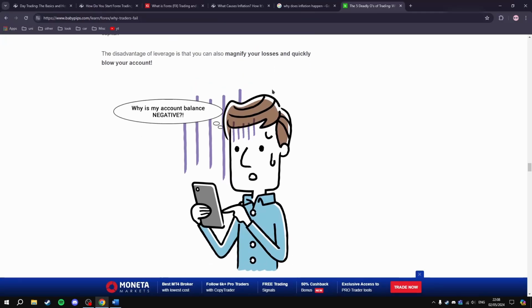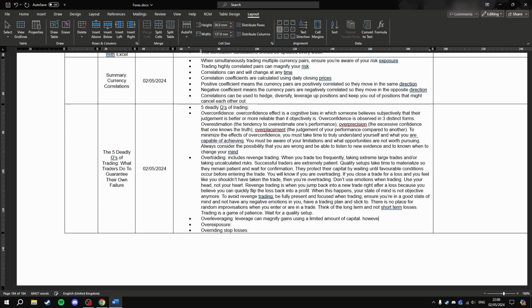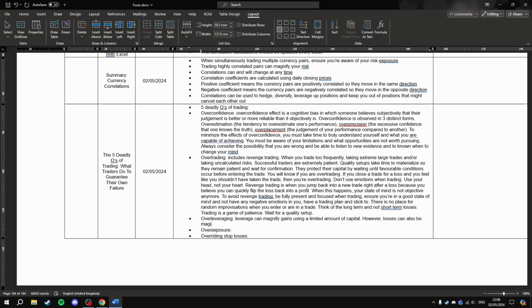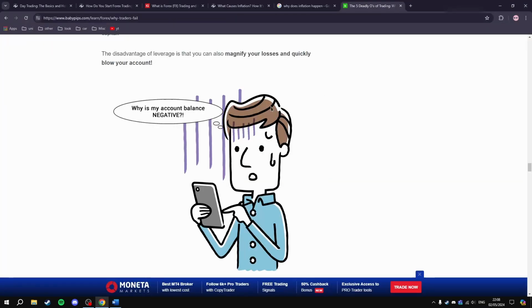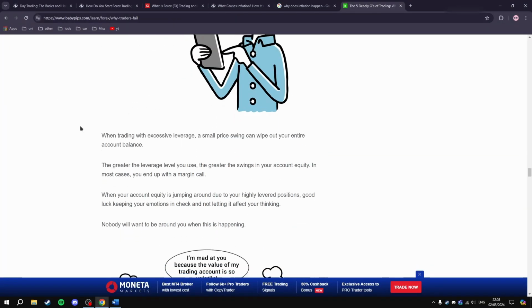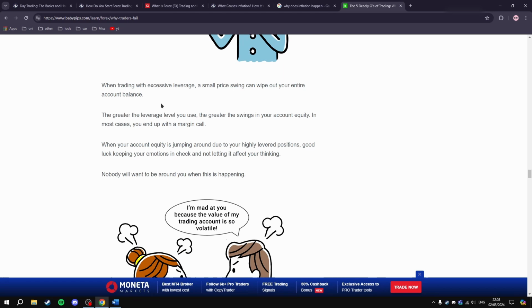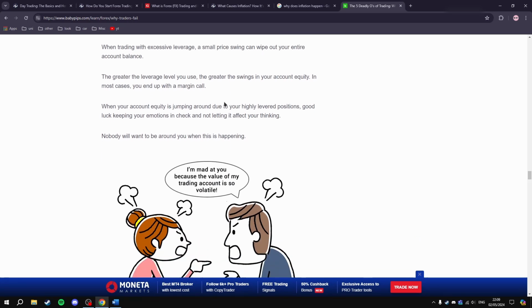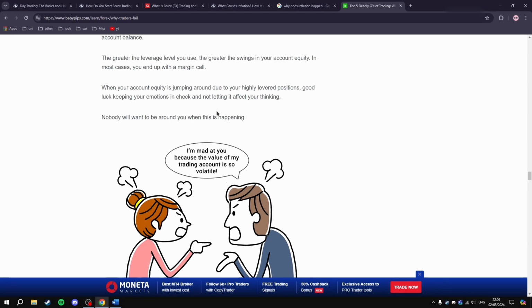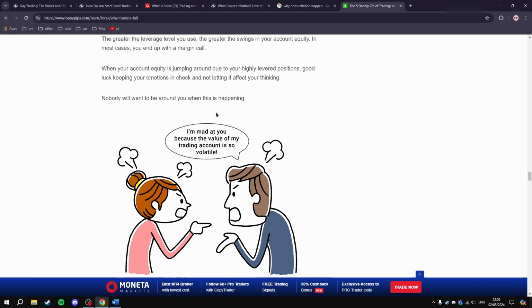The disadvantage of leverage is that you can also magnify your losses and quickly blow your account. However, losses can also be magnified. Why is my account balance negative? When trading with excess leverage, a small price swing can wipe out your entire account balance. The greater the leverage levels you use, the greater the swings in your account equity. In most cases, you'll end up with a margin call.